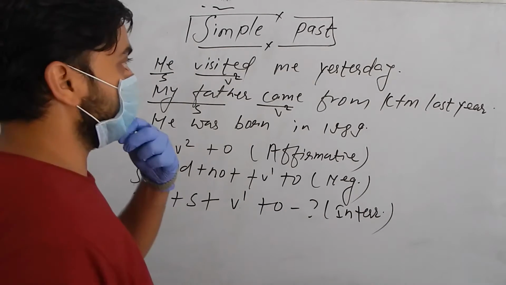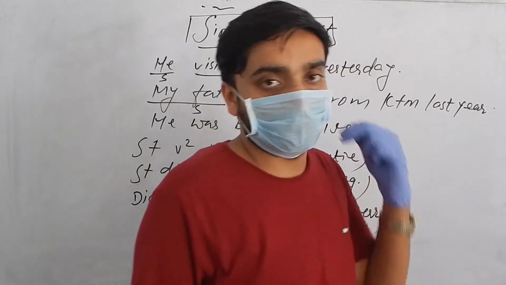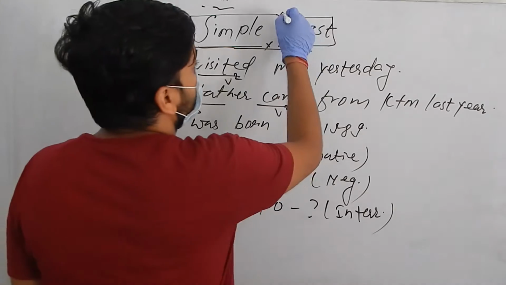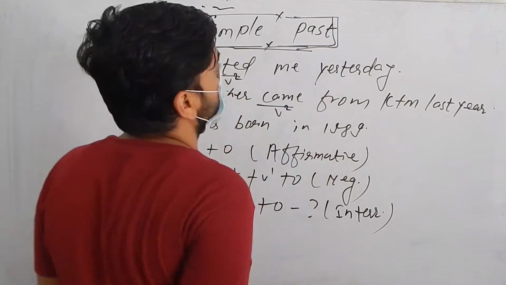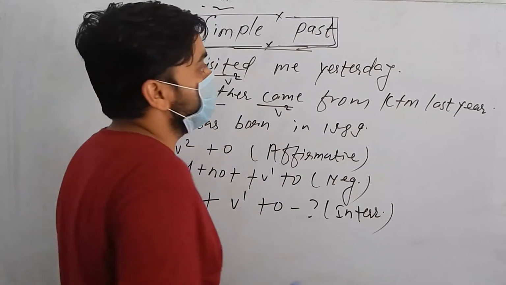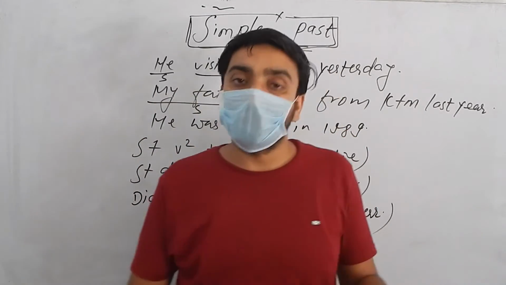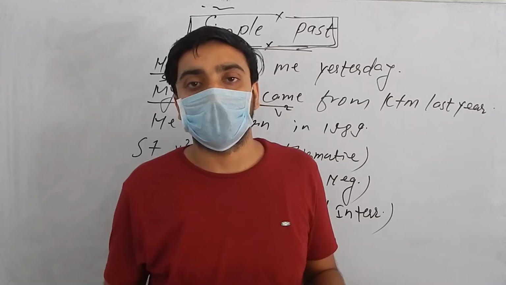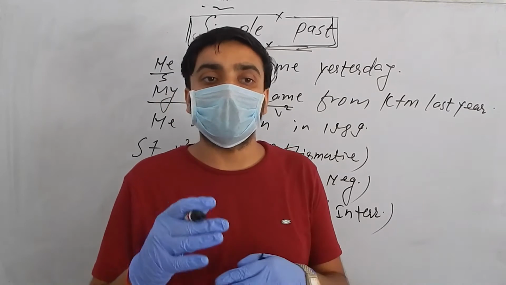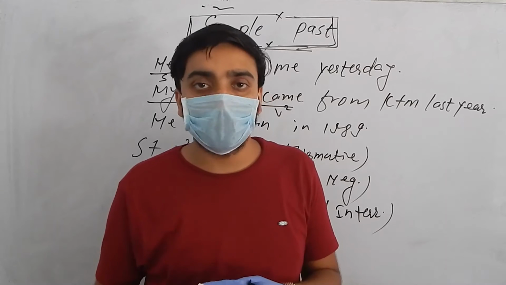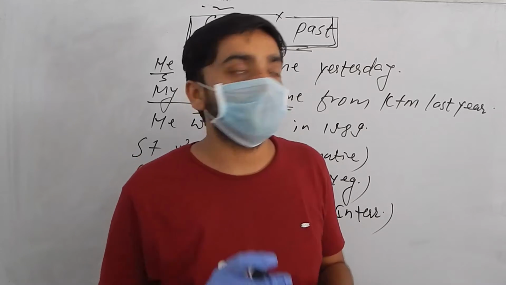So generally, where to use the simple past tense? Simple past tense is generally used for past actions, actions which have already happened. कुनै काम जो भइसकेको छ, जो बितिसकेको छ, जो प्रेजेन्ट सँग हाम्रो कुनै रिलेसन छैन. For such kind of activities, simple past tense is used.